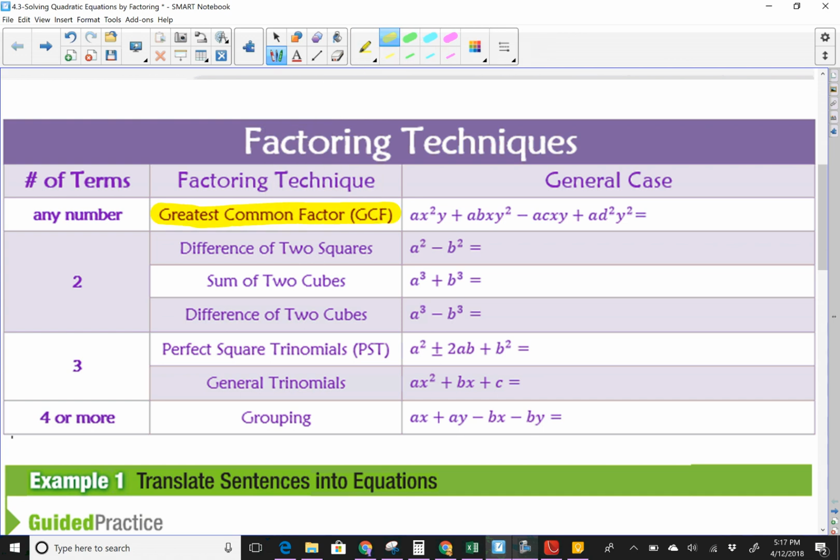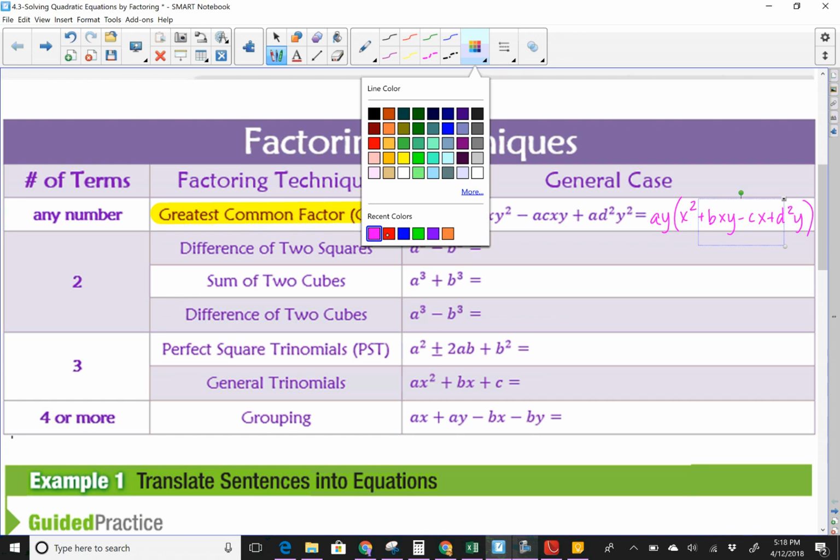First and foremost, you should always look for the greatest common factor when you are factoring. So when you look at these four terms that I have here, hopefully you can see the greatest common factor is AY. And when I do that, let's see, what do I have left? I have x squared plus bxy minus cx plus d squared y. And then, of course, you look to see if you can do anything with that, and we cannot, so we're going to go on to the next one.